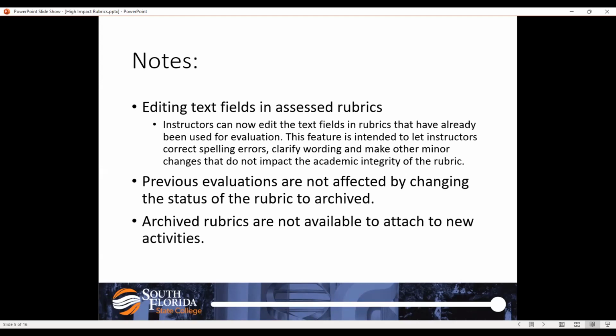Previous evaluations are not affected by changing the status of the rubric to archived, and archived rubrics are not available to attach to new activities.